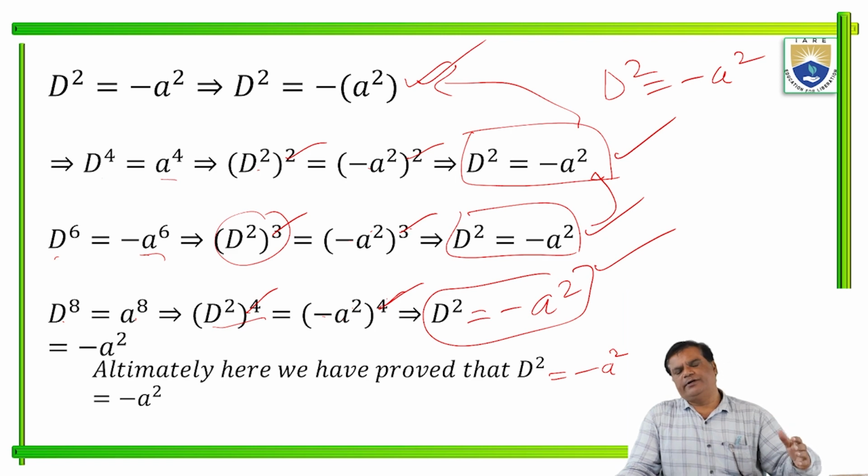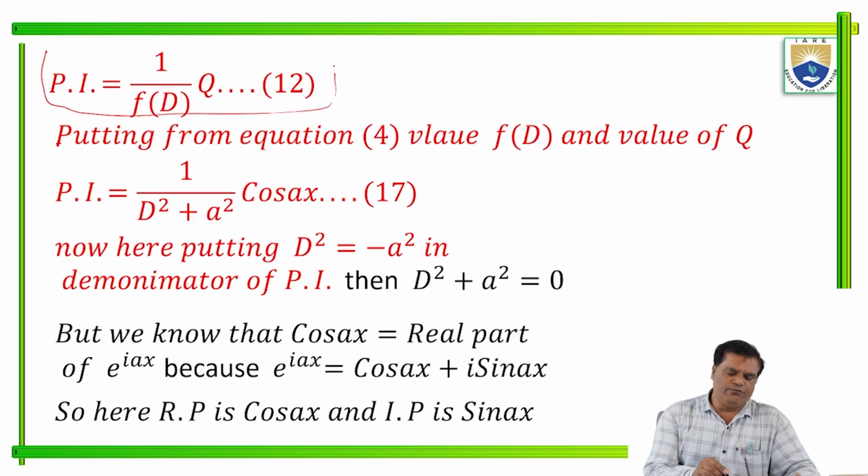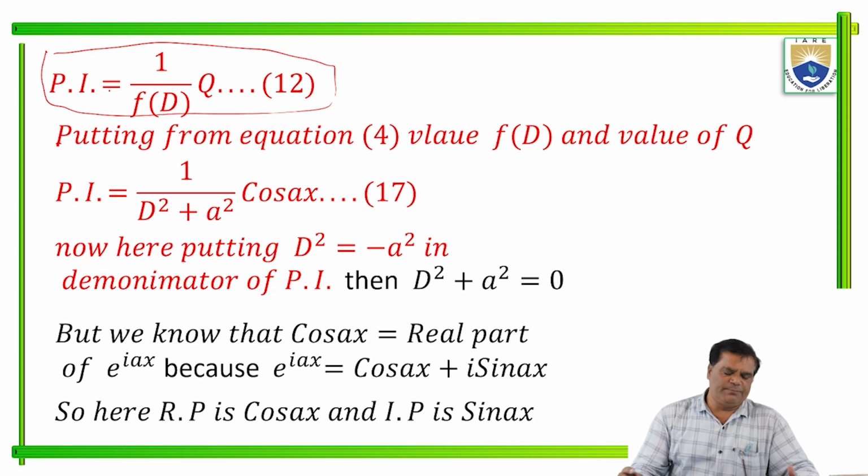We can put D square equal to minus A square in any place of the particular integral in the denominator of PI, not the numerator. PI is equal to the formula: PI equals 1 upon F(D) into Q. This is equation 12. Putting from equation 4 the value of F(D) and the value of Q. What is the value of F(D) and the value of Q? Putting them in equation 12.